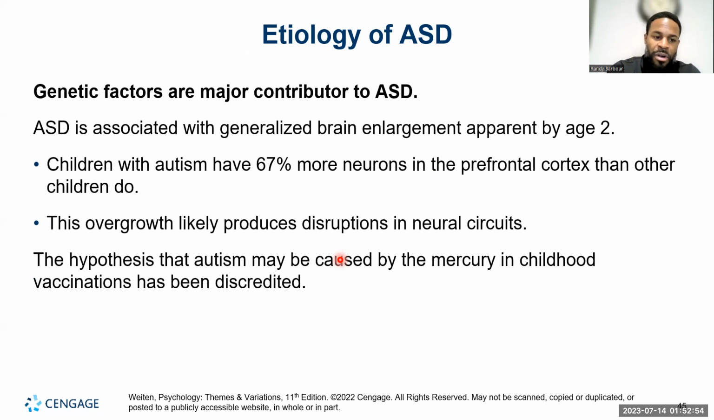One of the other factors they talk about is the neurons in the prefrontal cortex. There are more active neurons in the prefrontal cortex that can contribute to autism in young people. The overgrowth in those neurons, and the activity and disruptions in those neural circuits, can create and contribute to the factors for someone with autism spectrum disorder.